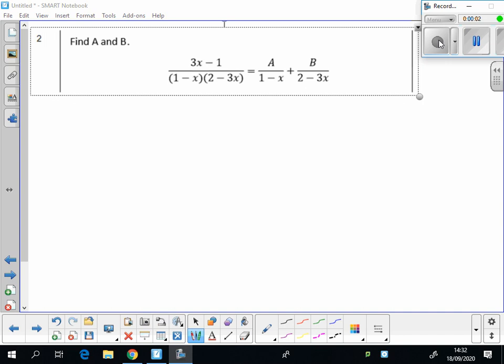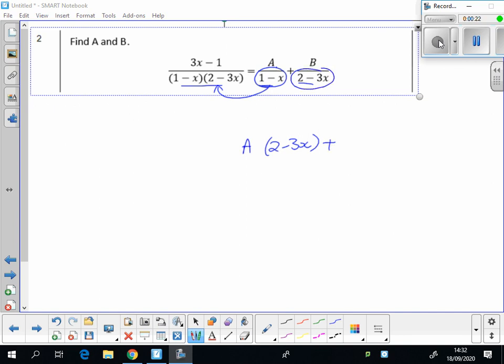Question 2 was the most successful of all of these. We've already got the structure there, and so the common denominator of these two things we know is this. We're multiplying, so what do you multiply this by to get here? You multiply by 2 minus 3x. So you've got to multiply the top by that as well.